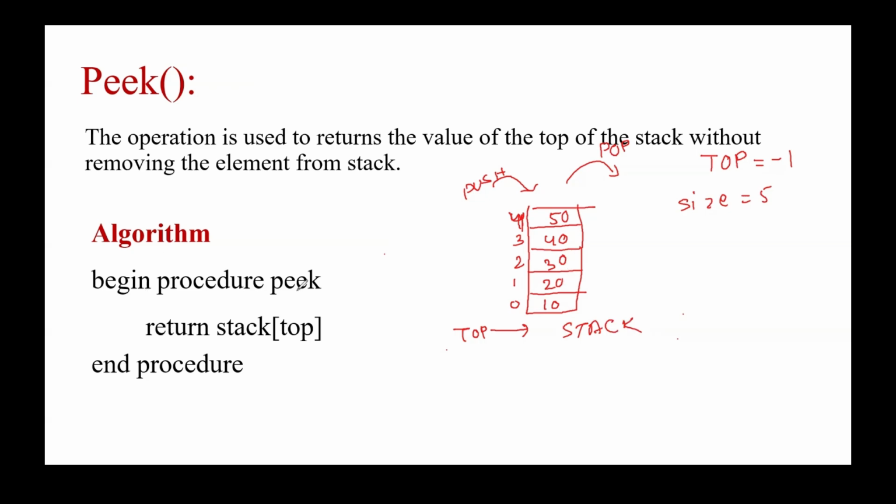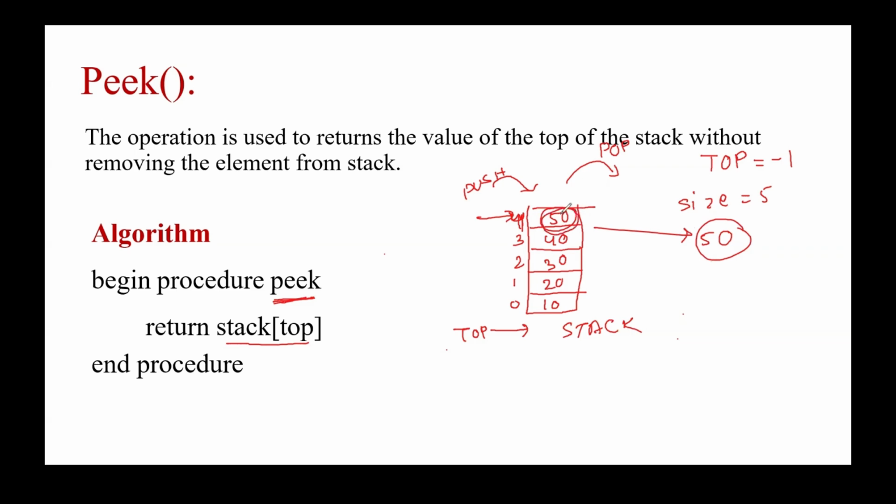Begin procedure peek: return stack top. The top value is right now 4, so it will retrieve the value 50. 50 is the topmost element present inside the stack, but it will not remove anything. Without removing the element, it retrieves the value. So this is the basic difference between pop and peek.